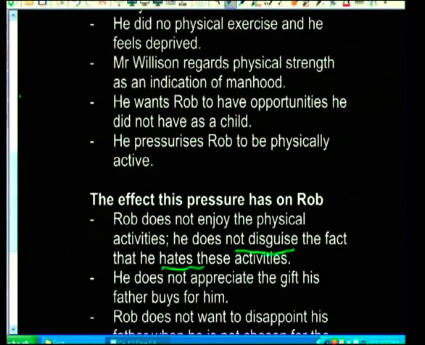He does not appreciate the gift his father buys for him. The sporting equipment that his father buys for him is not appreciated by him whatsoever. But he seems to be very, very deceitful, very conniving, in that he does not actually tell his father how he really feels about participating in sport.